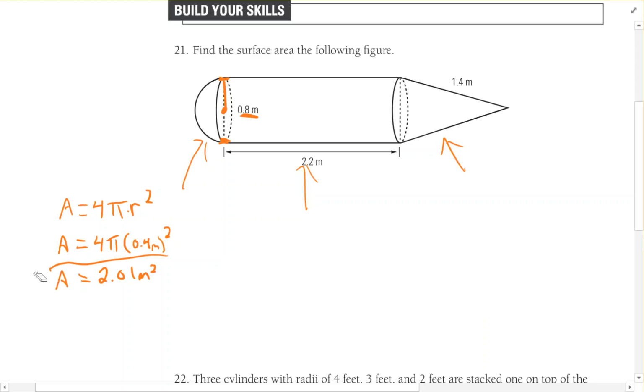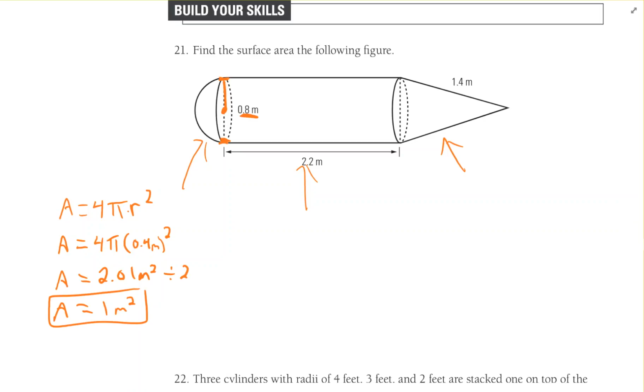Well, actually, I'm not going to put a box around it yet, because we also need to divide that by 2, right? So if I divide this by 2, your area for your semicircle, or half of a sphere, would just be, let's call it 1 meters squared. I'm going to put a box around that because we're going to need it.